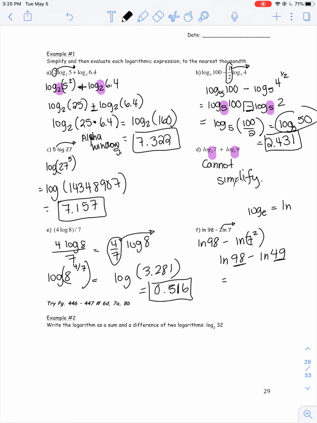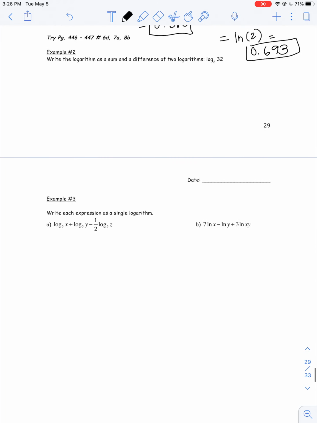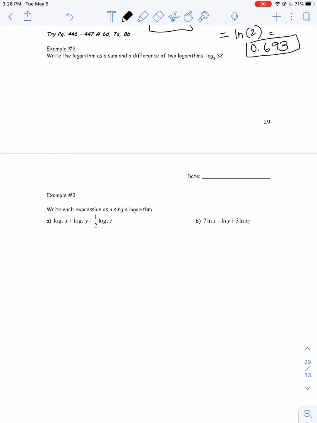So ln of 98 minus ln of 49, this is going to be the quotient rule where I can divide. I can take ln and 98 divided by 49 is equal to 2. So ln of 2 is what I actually need to put in my calculator. So you should find that ln button on your calculator. That's just 2 buttons above the on button. So ln, you're going to put 2 in your calculator and you should get 0.693.